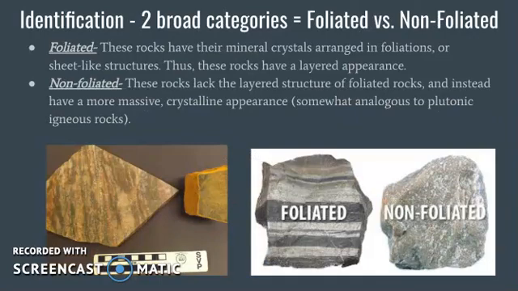So how will we identify our metamorphic rocks today? We're going to be breaking our metamorphic rocks up into two broad categories, foliated versus non-foliated. So foliated metamorphic rocks are rocks that have their minerals or crystals arranged in foliations or sheet-like structures. Thus, these rocks have a layered appearance. And our non-foliated metamorphic rocks are rocks that lack the layered structure of foliated rocks, and instead have a more massive or crystalline appearance. So in the images at the bottom, you can see the foliated rock has these distinct layers in the rock, and the non-foliated rock has no layers and looks very massive.